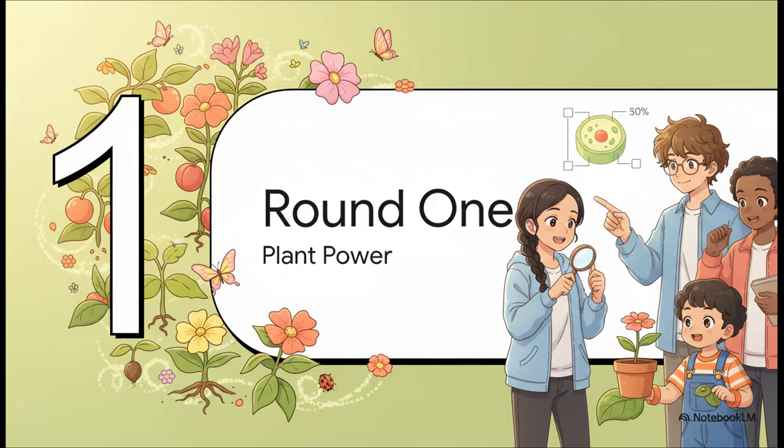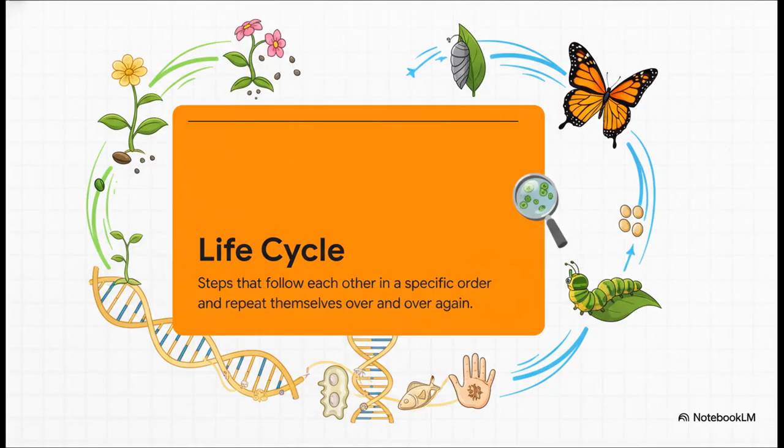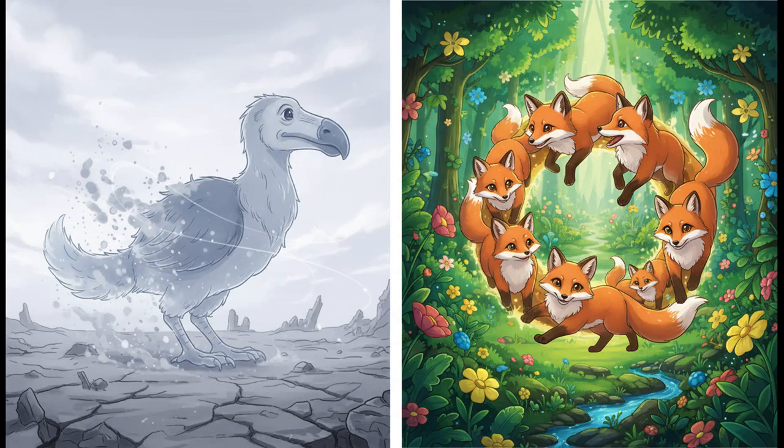All right, let's kick things off with round one, and we're calling this one Plant Power. And you know we have to start with the biggest question of all, what in the world is a life cycle anyway? So the answer is, a life cycle is basically the steps that a living thing goes through, and, this is the key part, it happens in a specific order and repeats over and over again. And what's so cool is that this isn't just for plants or butterflies. This is the fundamental pattern for every single living thing on Earth. That includes you.